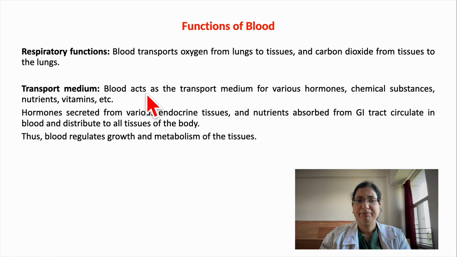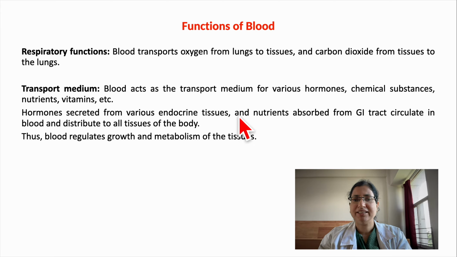Then transport medium. Blood acts as a transport medium for various hormones, chemical substances, nutrients, vitamins, etc. Hormones secreted from various endocrine tissues and nutrients absorbed from the GIT tract circulate in blood and are distributed to all tissues of the body. So thus blood regulates growth and metabolism of tissues. See, the growth and metabolism of tissue depends upon the constant supply of blood. So blood has the important function of transport.